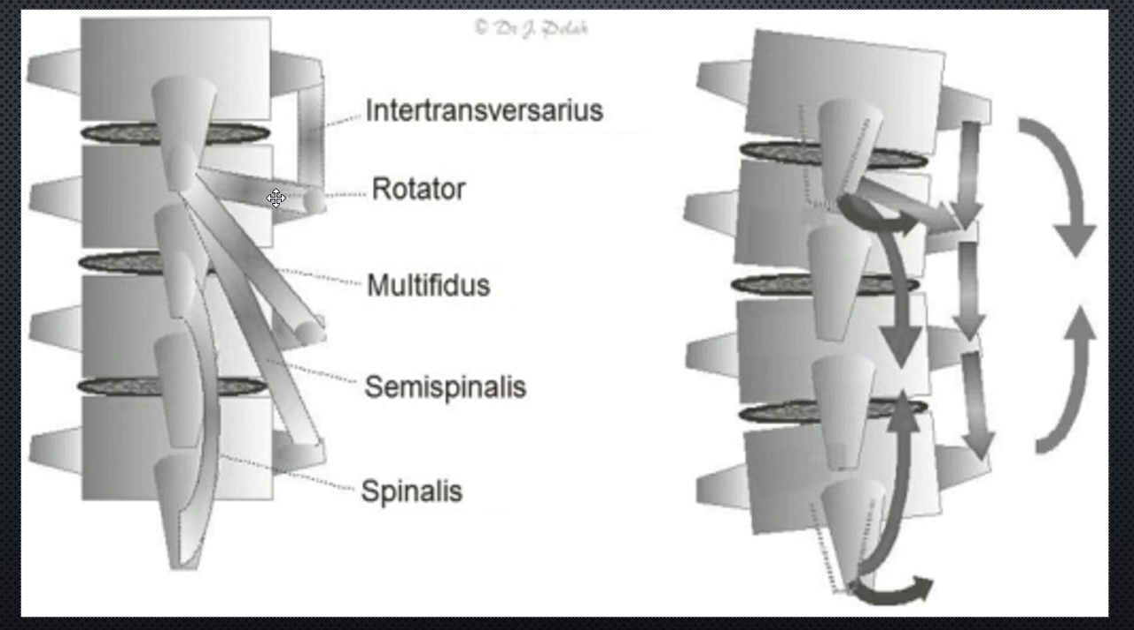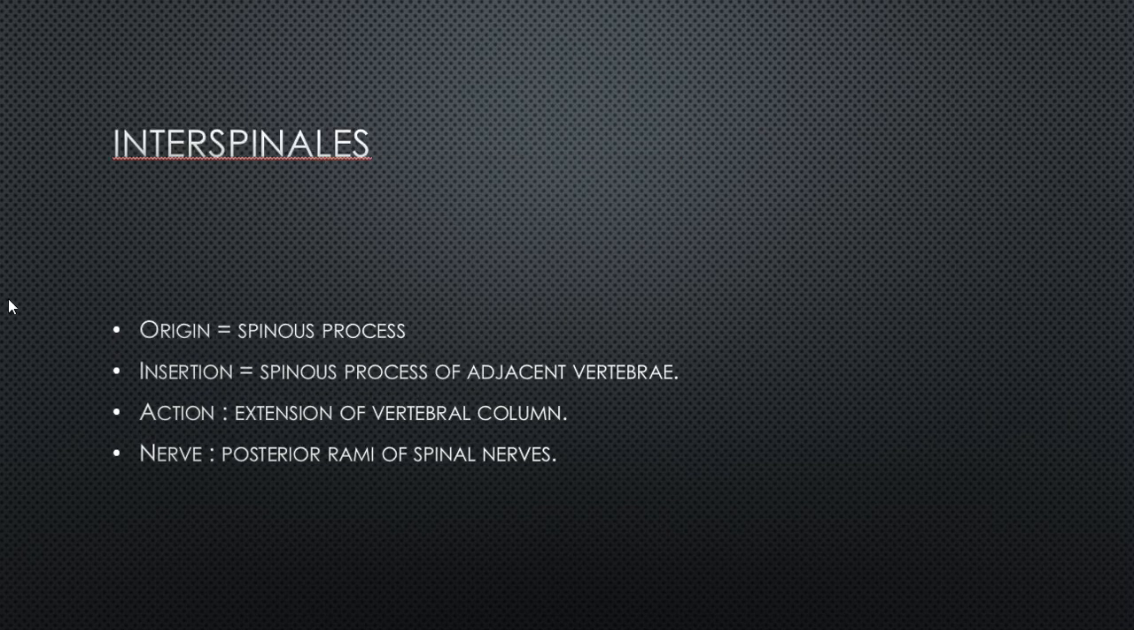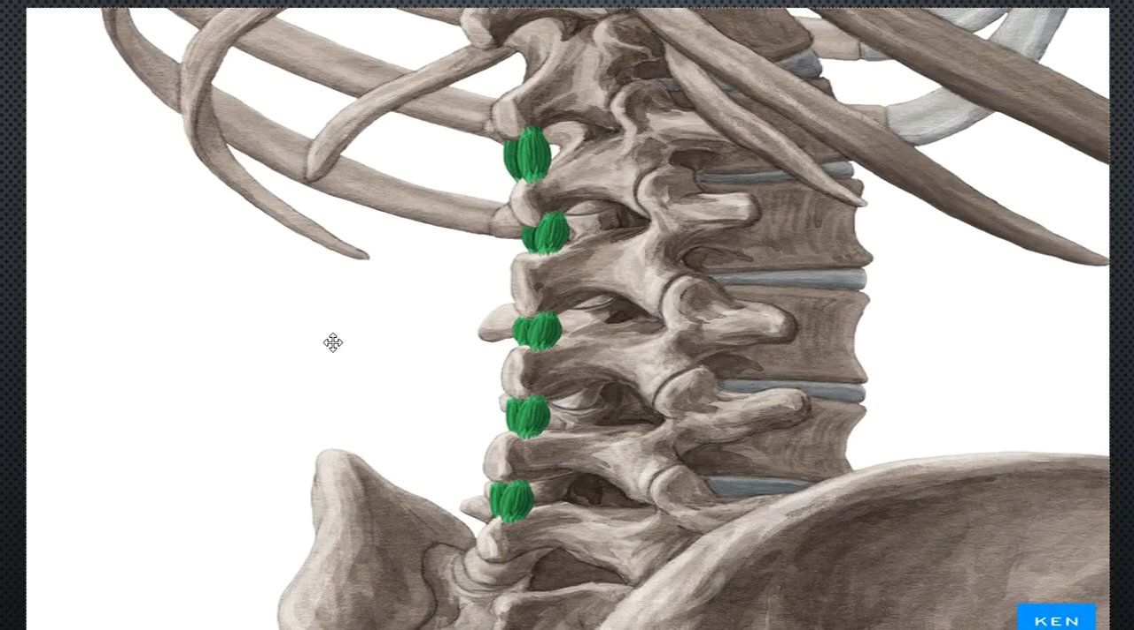Next one is interspinals. Origin is the spinous process. Insertion is the spinous process of adjacent vertebrae. Action is the extension of the vertebral column. Nerve is the posterior rami of spinal nerves. Here, the attachment will be from one spinous process to another spinous process.